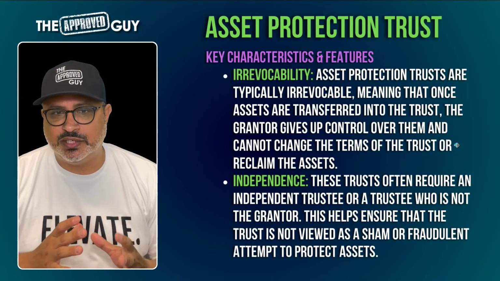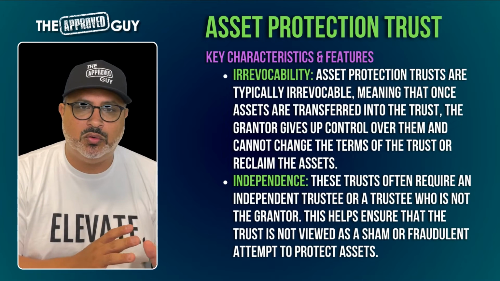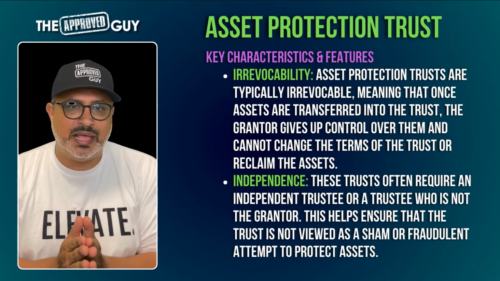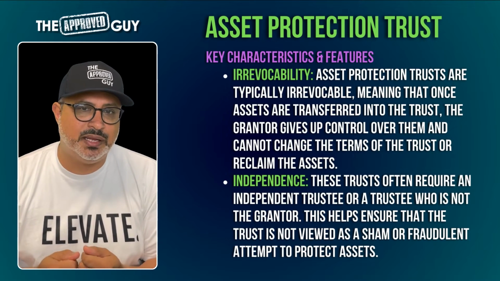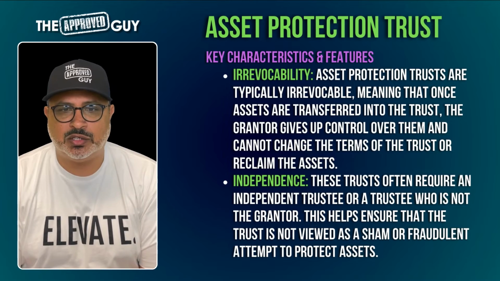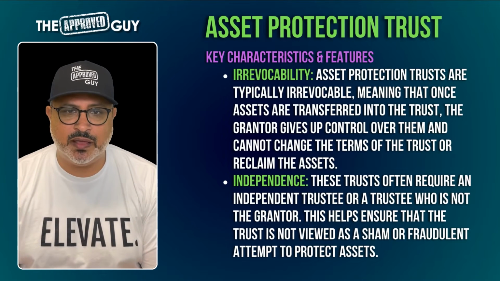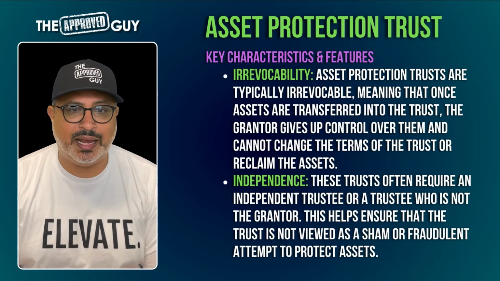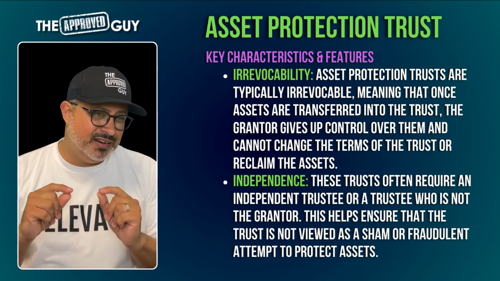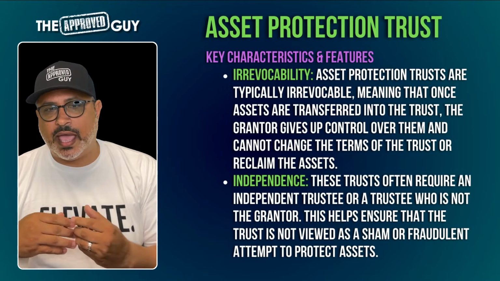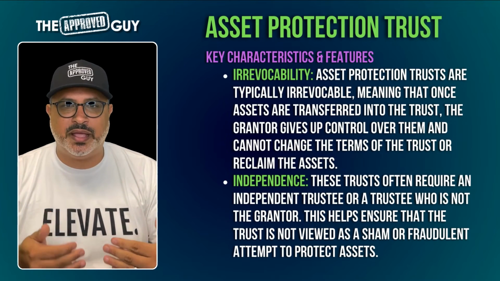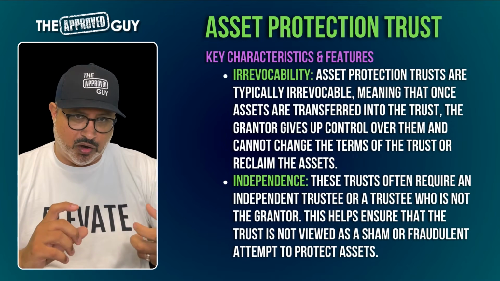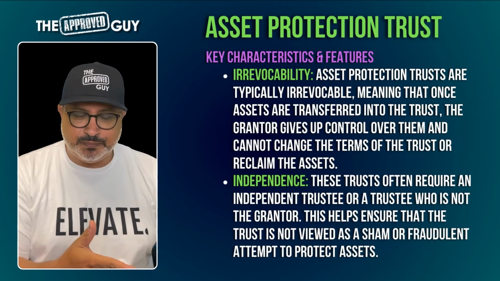So the key characteristics of an asset protection trust is, number one, it's irrevocable. So that means that asset protection trusts are typically irrevocable, meaning that once assets are transferred into the trust, the grantor gives up control over them and cannot change the terms of the trust or reclaim the assets. Now, there is a caveat to that because you can request and pay the attorney that controls the trust to make changes. So there are changes that can be done. You just can't do it directly.